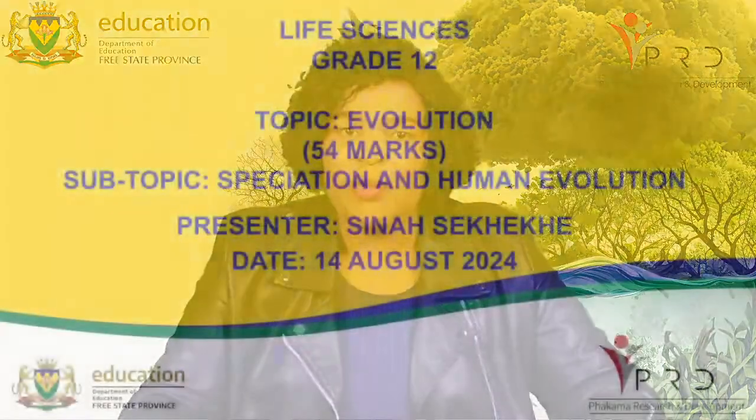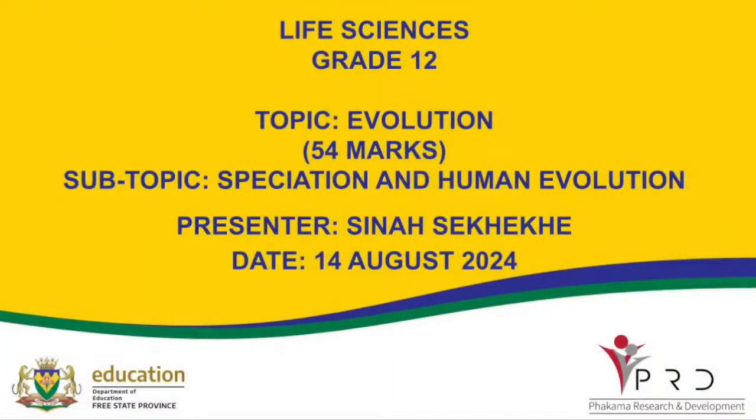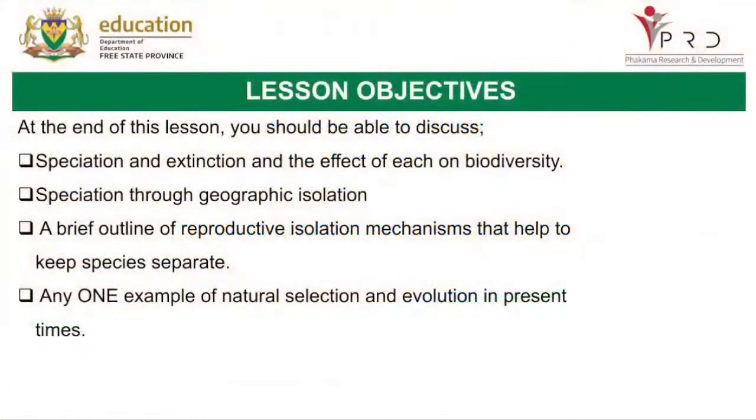Right, so as you remember, we are still busy with our big topic for paper 2, which is evolution, which amounts to 54 marks of your paper 2. That is one third of the paper. So it contains quite a lot of marks. So today we are proceeding with our topic. Let us check what the subtopics will be for today.